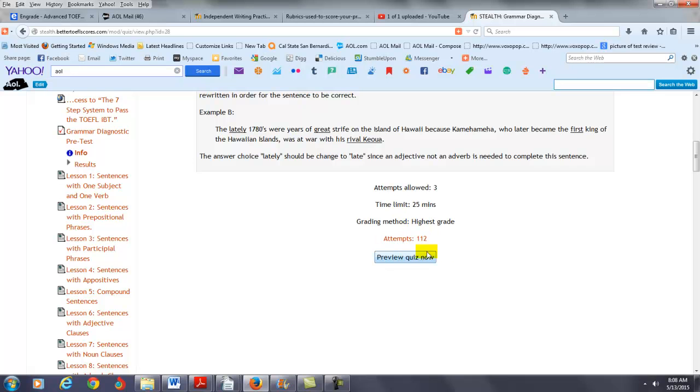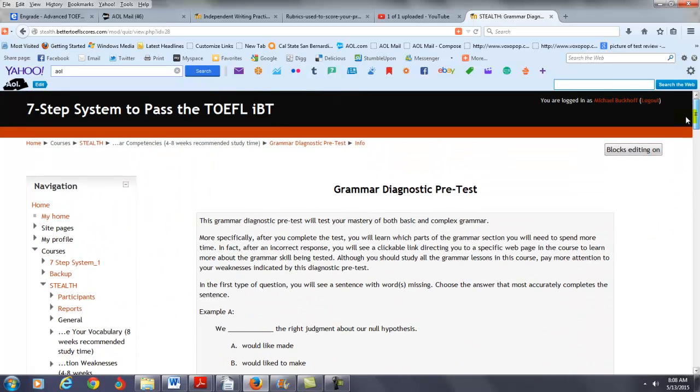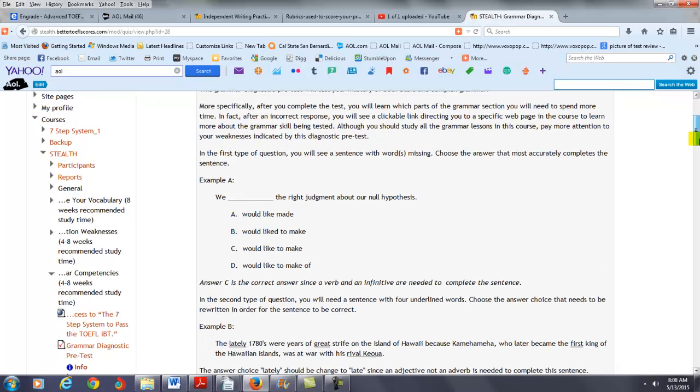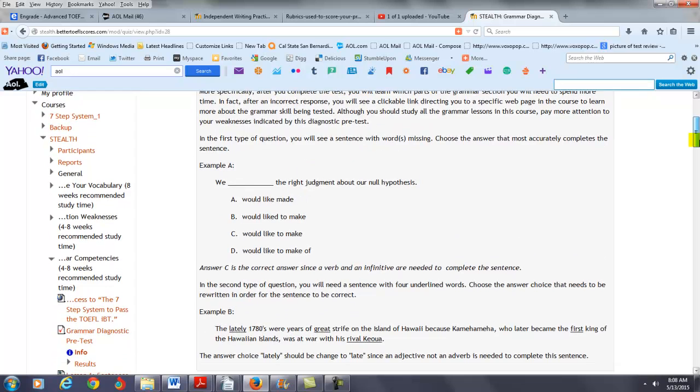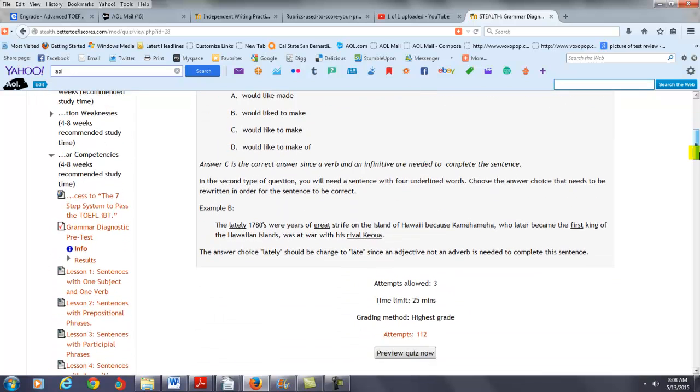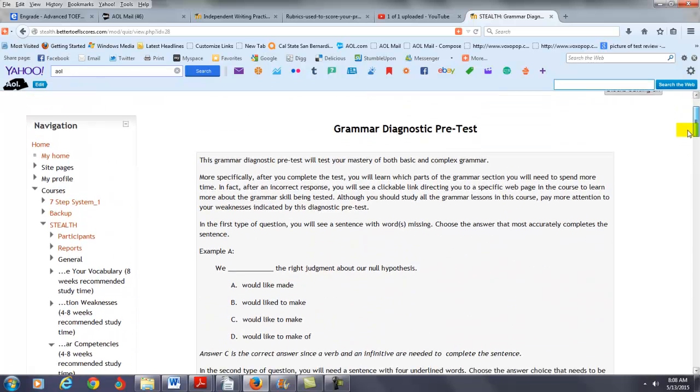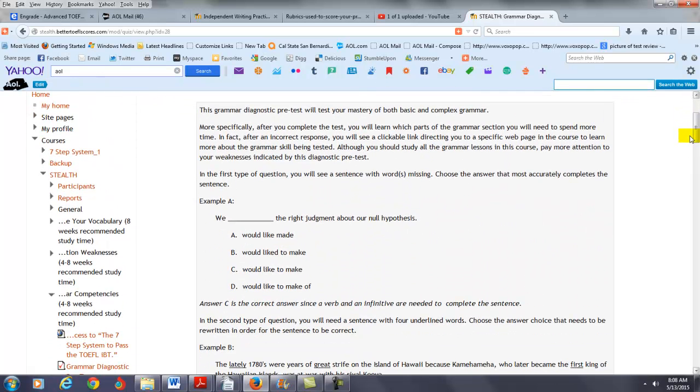For example, this month, we've had 112 students who have taken this pretest. They know that the pretest is very important, and it's going to help them improve their writing and their speaking skills for that matter. So I would recommend you do that. Once you do the pretest, you can look over your answers and see which lessons you need to focus on the most.